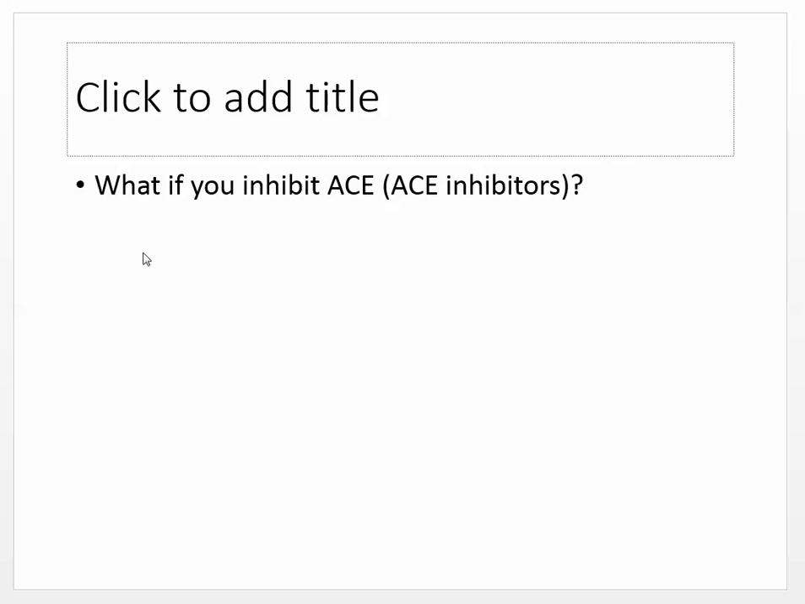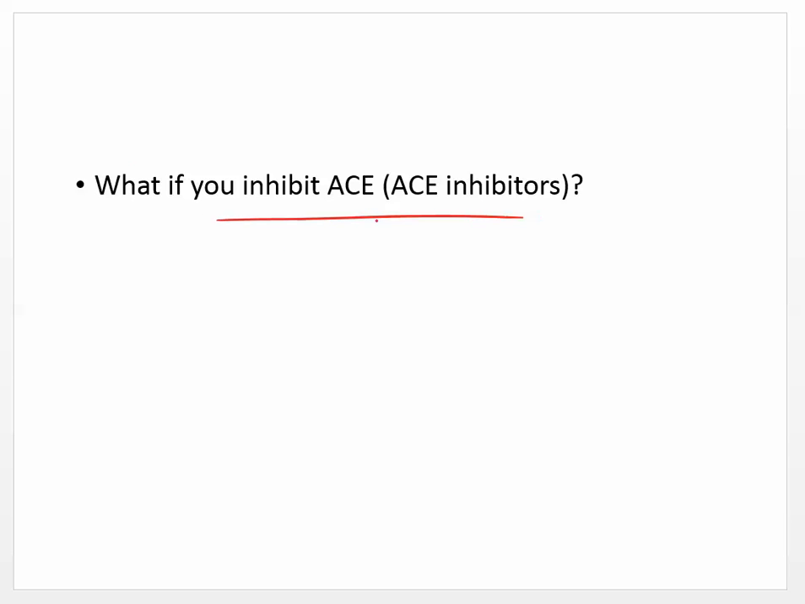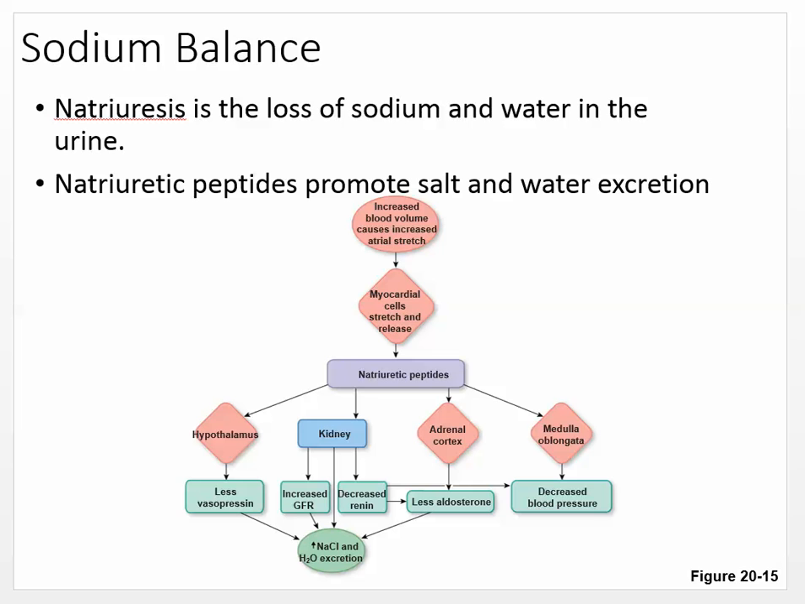That's why things like ACE inhibitors work so well: they don't allow angiotensin 1 to turn into angiotensin 2. So what if you inhibit ACE? Then you're going to have lower blood pressure, or at least not an increase in blood pressure. And you're actually going to slow down that system overall.